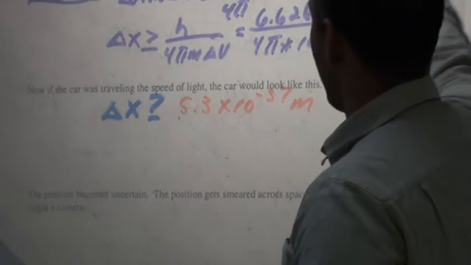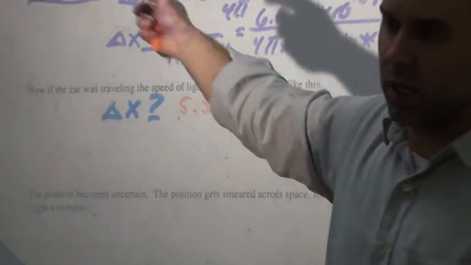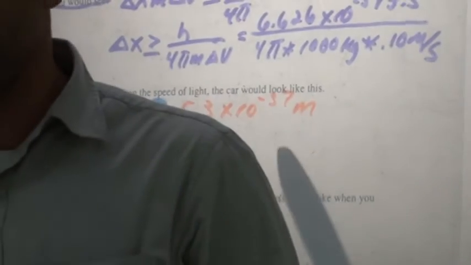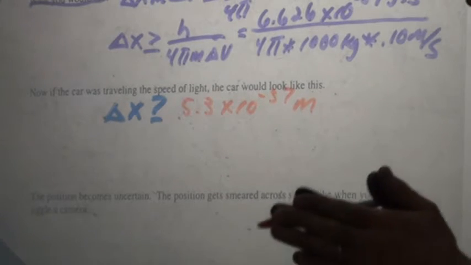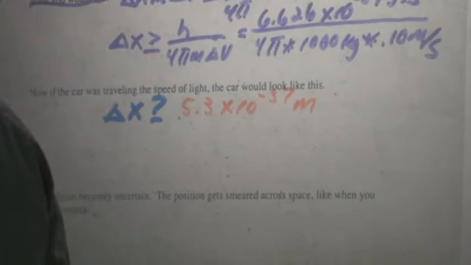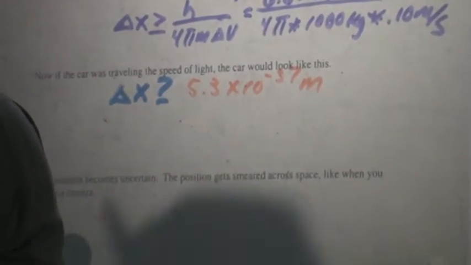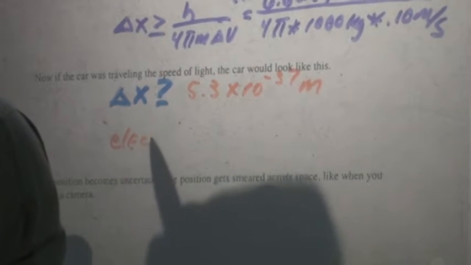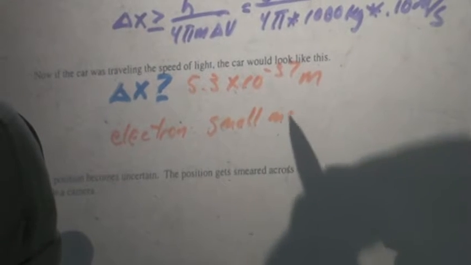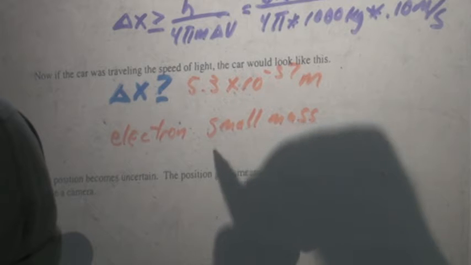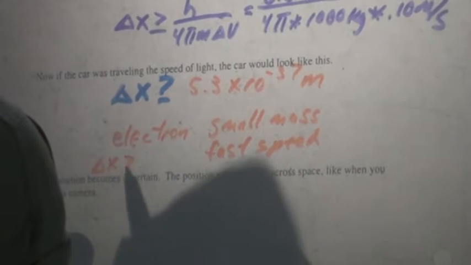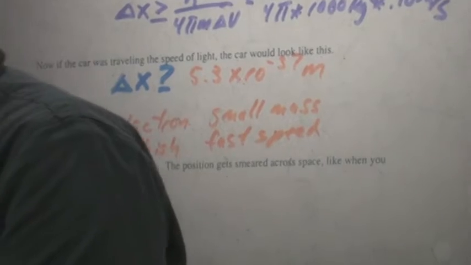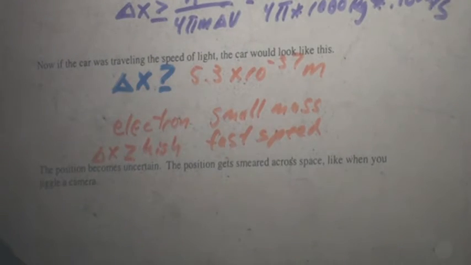So we have a large car traveling at a slow speed. The uncertainty in position is very, very small. So in other words, we're sure where a car is. For large objects moving at slow speeds, we know exactly where their positions are. But if it was, let's say, an electron, which has a small mass with a very fast speed, then the uncertainty in position would be high. And so your electron would appear as a blur. You would not be able to determine its location.